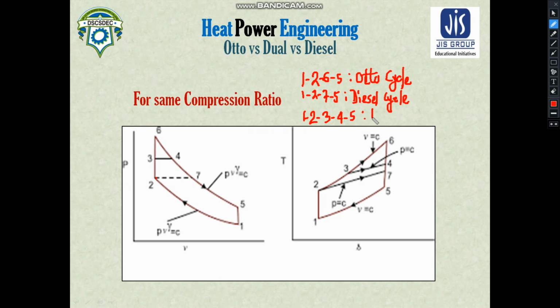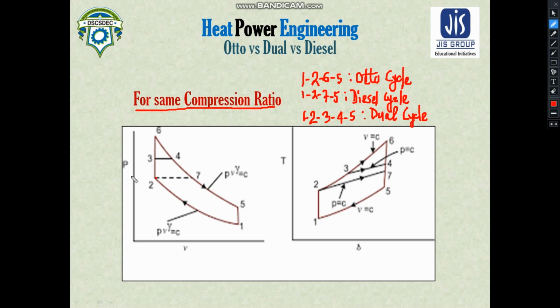That is the dual cycle. Okay, so we have compared these three cycles for the same compression ratio. The compression ratio is the same for all these cycles, and now we have compared them. This is the representation in the PV diagram, and this is the representation in the TS diagram.